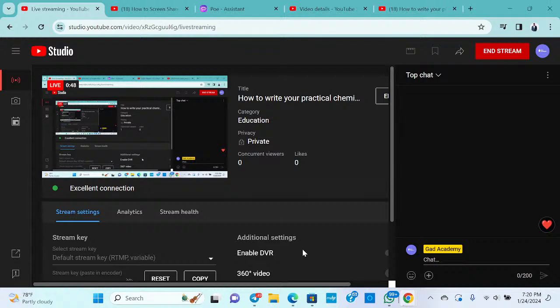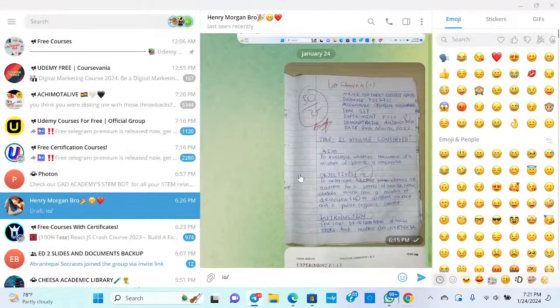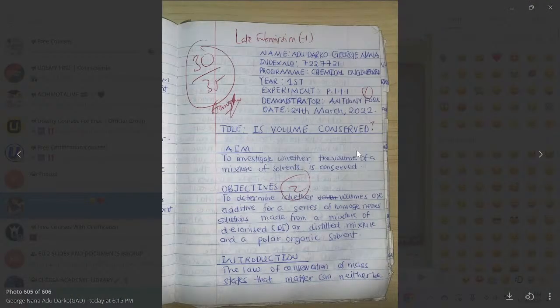The first thing you need to write is the requirements, and the requirements is found on the top right corner. It differs from every teaching assistant, so let me show you a sample of the requirements. Yes, so for example, for this report, the requirements is on the top right corner. So you see name, index number, program, year, experiment, demonstrator, and your date. So as for this one, it differs from every teaching assistant. It means that every teaching assistant has the requirements that he or she wants you to produce.